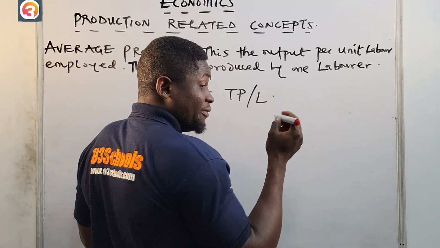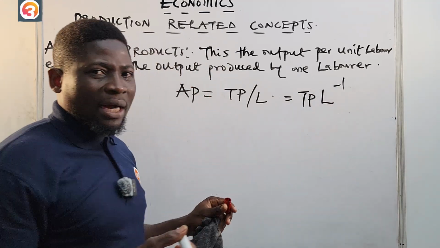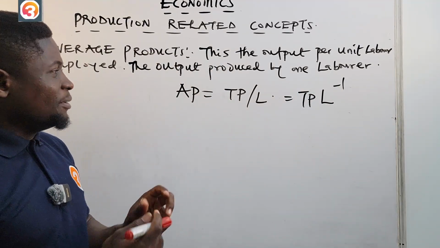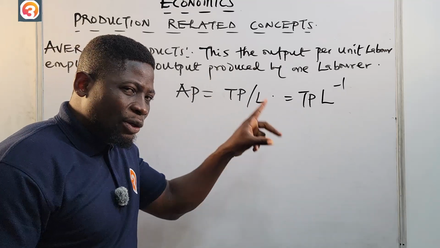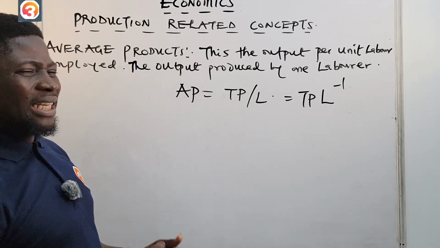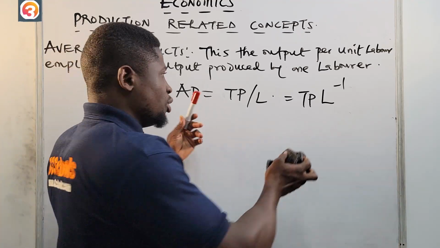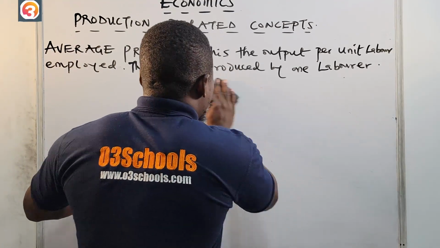That means if I'm a mathematician, you understand that this is TP times L raised to power minus 1. Total product per unit labor, the output per unit labor. That is what we call average product. Are we clear? All right, so we'll also see how to use this formula very soon when we start filling that table.